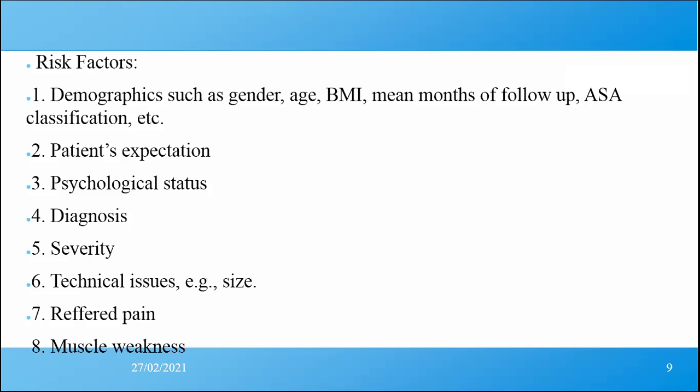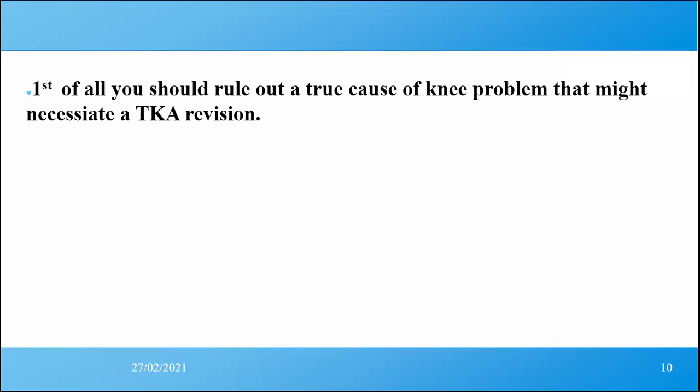Referred pain is a very important one. It's either the back or even the hip in many patients. Muscle weakness, of course, is another factor. So we should differentiate between dissatisfaction and a true knee problem that might need a full revision. Usually, most knee revisions are full revisions. The best results are to do the femur and the tibia, and if the patella is there, you can leave it. But usually, knee revisions should be a full revision.